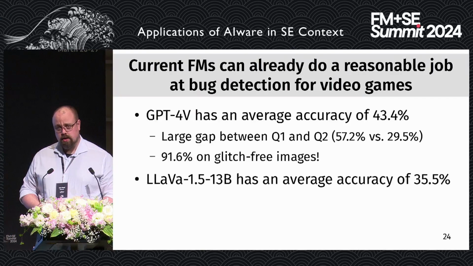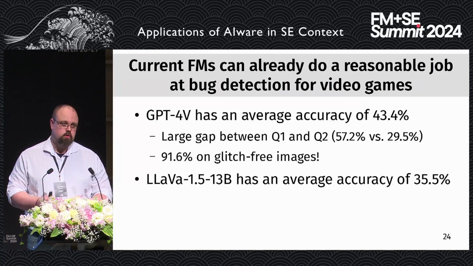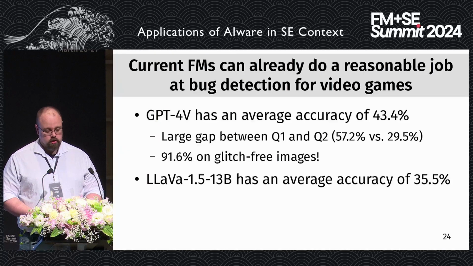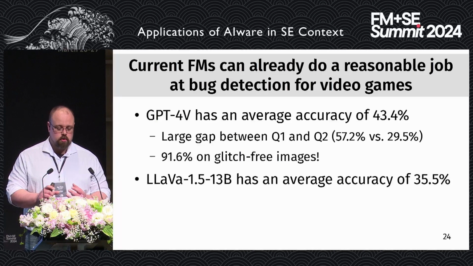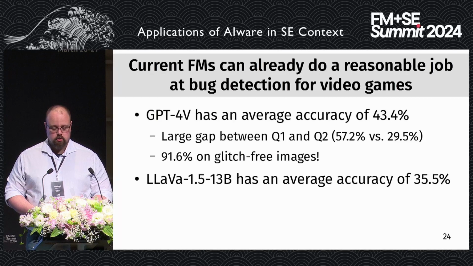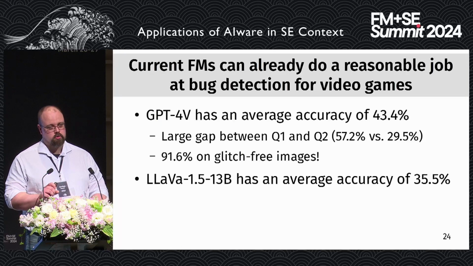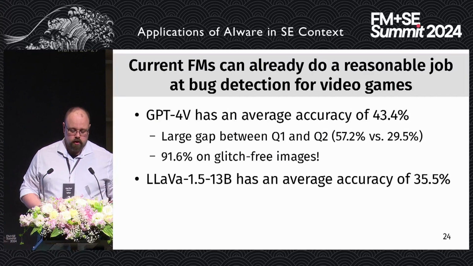So another interesting thing was that Lava was the best performing open source model, not totally unexpectedly. And it achieved an average accuracy of 35.5%, but there was not such a big difference between the two different prompts. Okay, so the average accuracy was close to GPT, but if you look at the separate prompts, then it was quite far off.